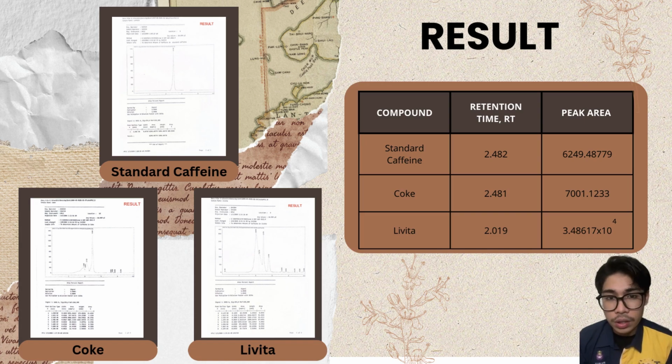For standard caffeine, the retention time was 2.481 minutes with a peak area of 6,249,487. Similarly, for Coke, the retention time matched the standard at 2.481 minutes with a slightly higher peak area of 7,001, suggesting a higher caffeine content compared to the standard. Meanwhile, the Levita sample showed a retention time of 2.019 minutes with a peak area of 3.48617 times 10 to the power 4. This distinct retention time implies that the Levita sample contains a different compound or possibly a derivative of caffeine, which I stated earlier.